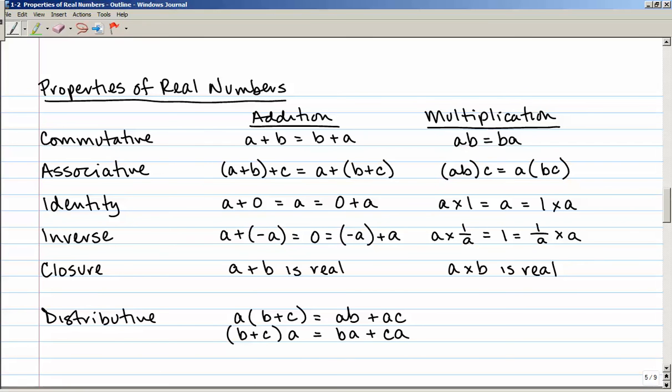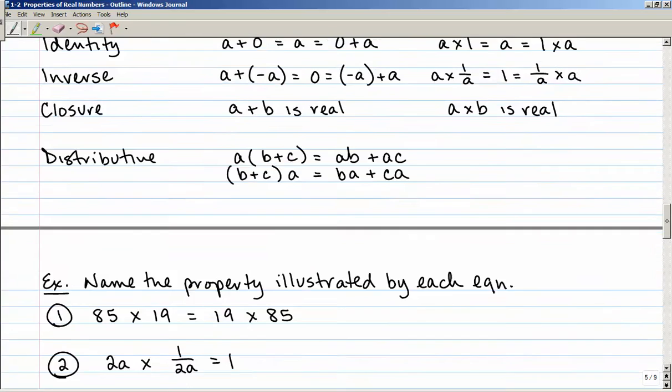And one of my favorite properties here is the distributive property. A times the quantity B plus C, the A gets distributed to the B and to the C, and then you add them. We can also put the quantity that we're multiplying by after the parentheses. So A is still multiplied by B, and A still gets multiplied to C as well.